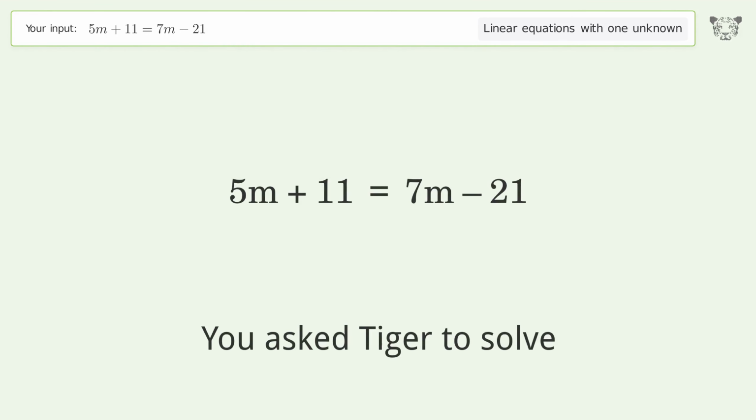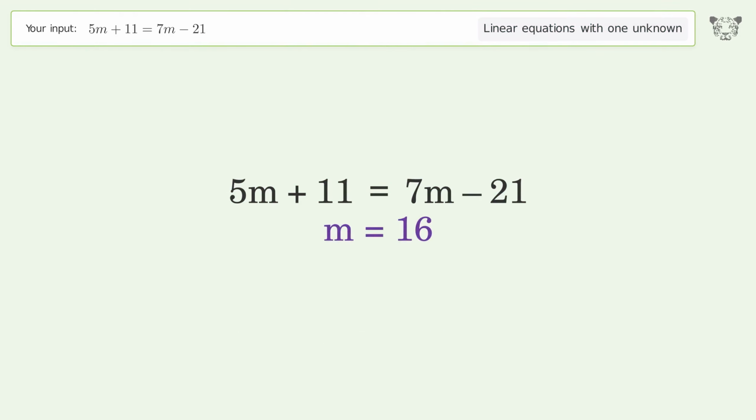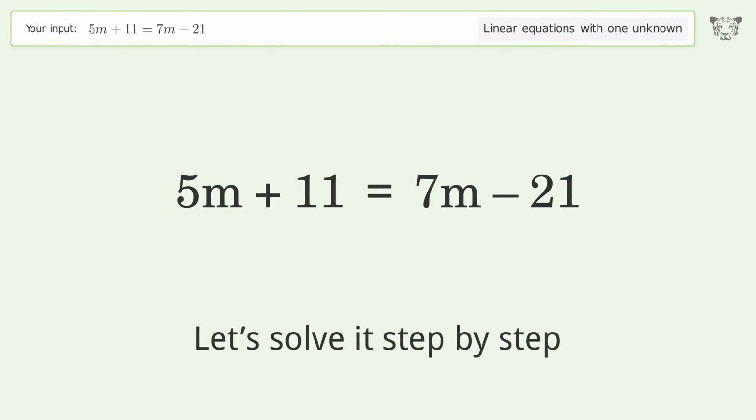You ask Tiger to solve. This deals with linear equations with one unknown. The final result is m equals 16. Let's solve it step by step.